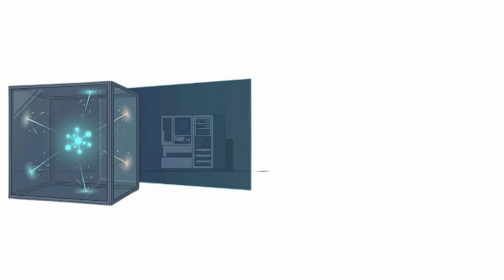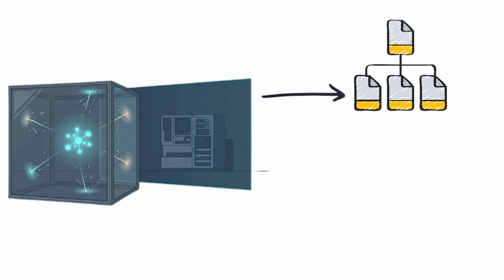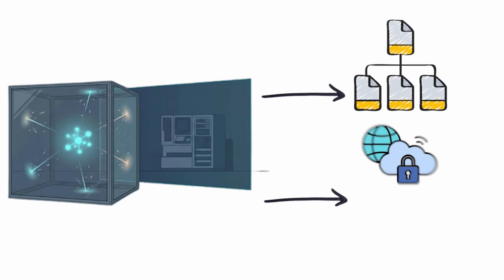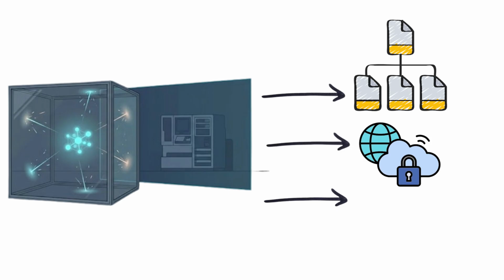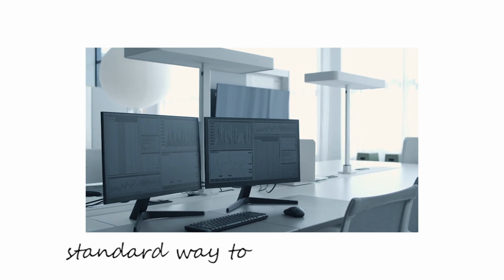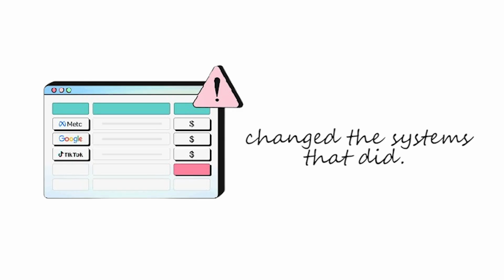It lets you run isolated environments on one kernel, each with its own file system view and network identity, without a virtual machine. That is the container concept, working in production more than a decade before it became the standard way to deploy software. None of those projects captured the market they were competing in. All of them changed the systems that did.